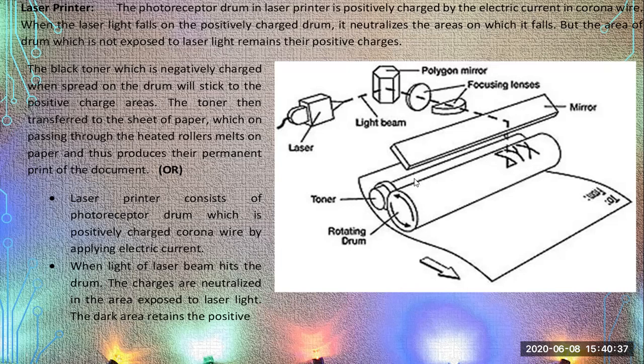With the help of the toner, which is negatively charged, when the drum is rotated, it gets the impressions of the black toner on the shadow area. When it reaches the paper, the paper is passed through the heated roller, and a permanent impression is produced on the paper. So in this way, the laser printer works.